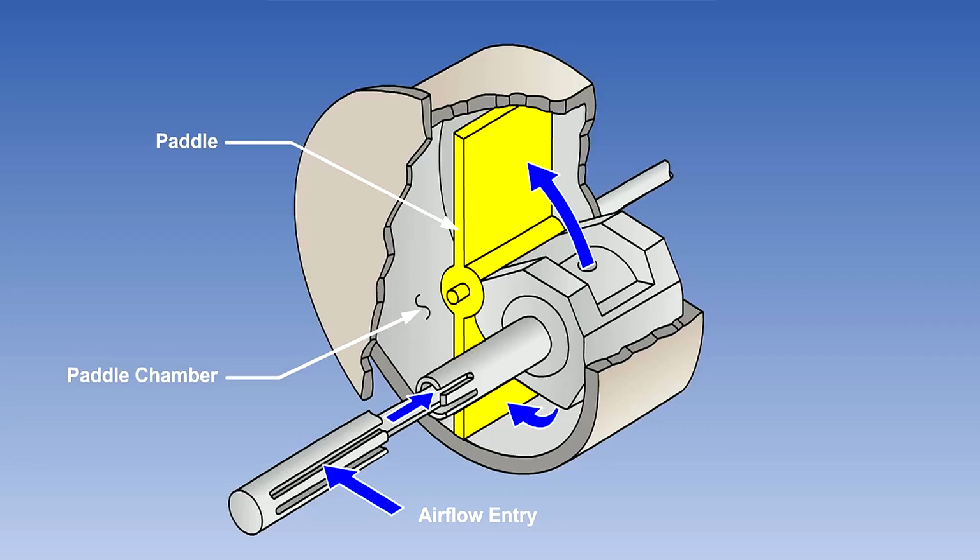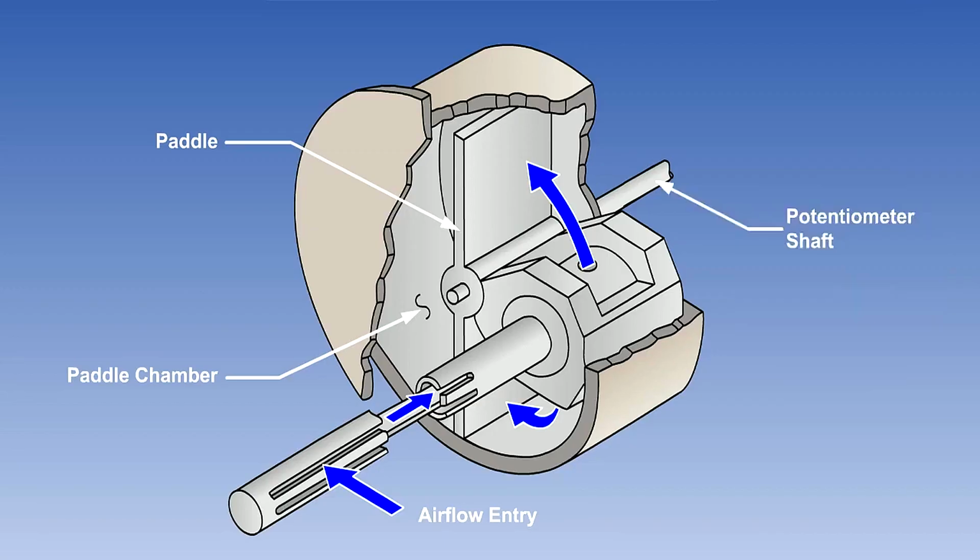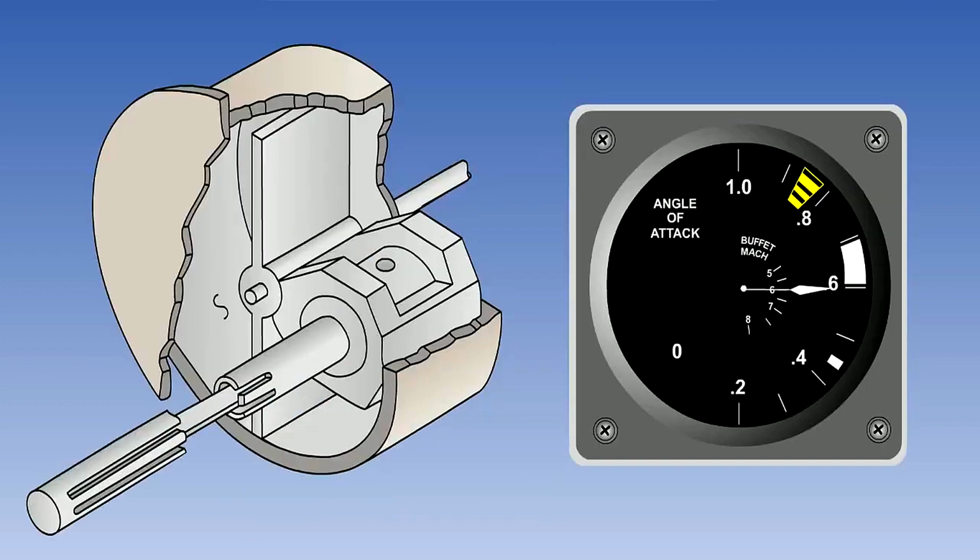Variations in air pressure caused by changes in air stream direction cause an imbalance of the air pressures that are acting on the paddle, and the paddle will rotate on a shaft until the pressures are equalized. The rotary movement of the shaft drives a potentiometer or synchro, and the output is used to position a pointer on an angle of attack indicator.